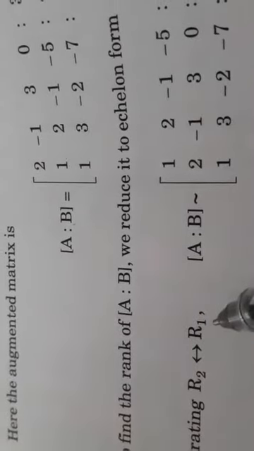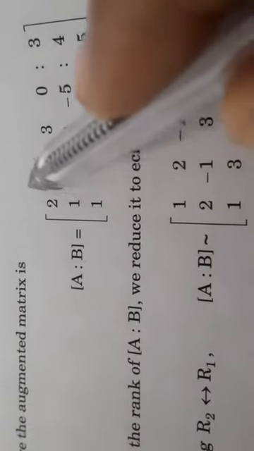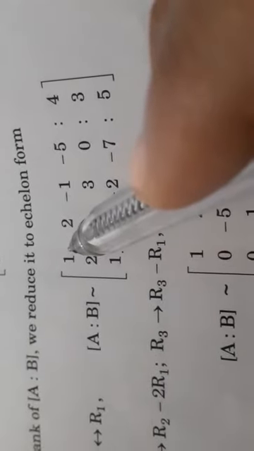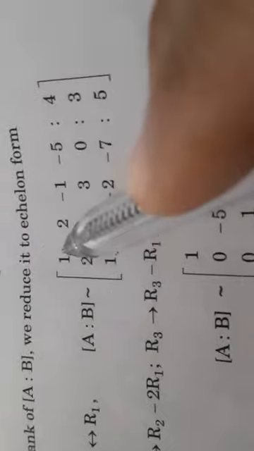So we consider the matrix A augmentation B, and to convert it into row echelon form, first we operate R2 interchanged with R1 to make this unity element here. So this becomes R1, this becomes R2, R3 no change. Now with the help of this element we make these two zeros. We operate R2 minus 2 times R1 and R3 minus R1. So these elements become zeros.